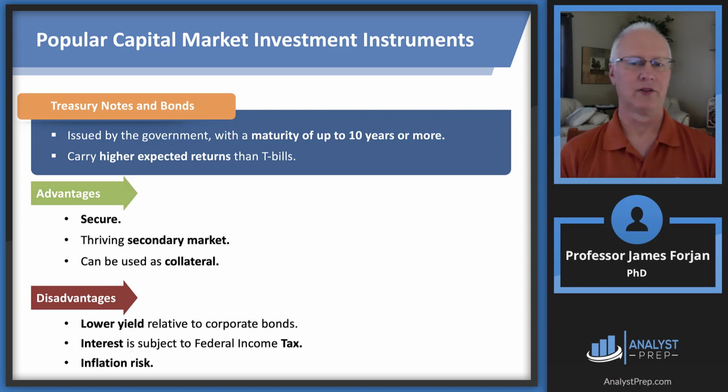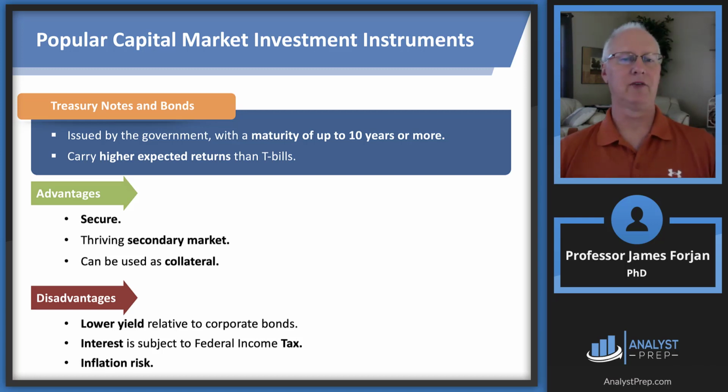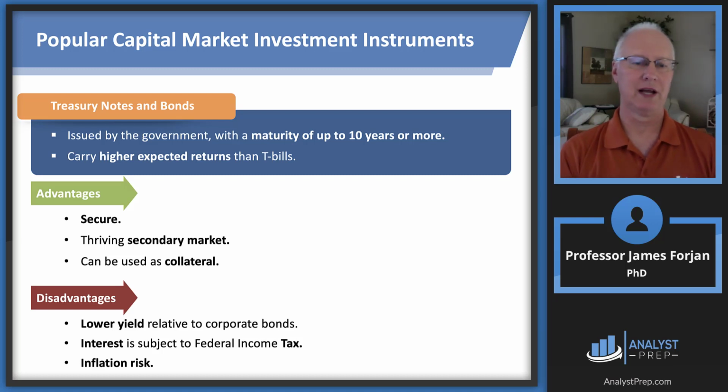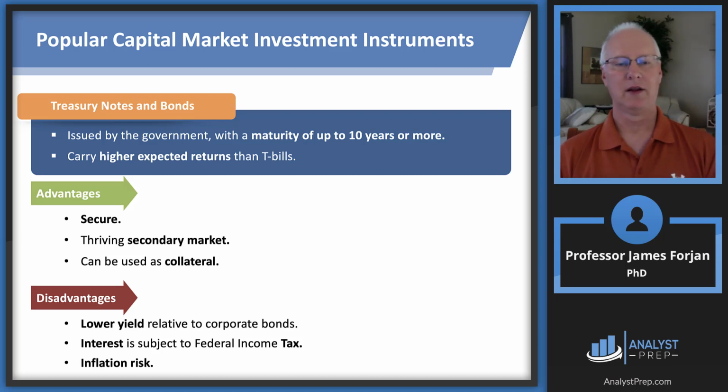They're very secure, with a tremendous secondary market. I mean, remember, as of 2020, the U.S. federal government has issued about $28 trillion in these bills and notes and bonds. So as you can imagine, an exceedingly thriving secondary market because there's so many of them out there, and there's a tremendous demand because they are default risk-free and can be used as collateral. Of course, they have less risk, so they're going to have lower return. There's another disadvantage, a tax disadvantage.